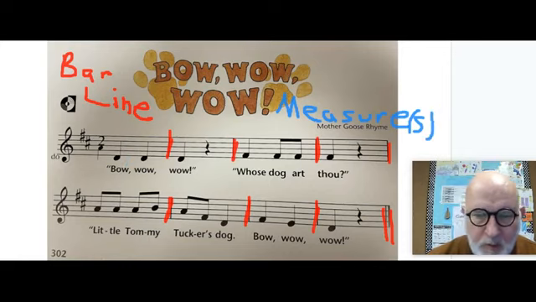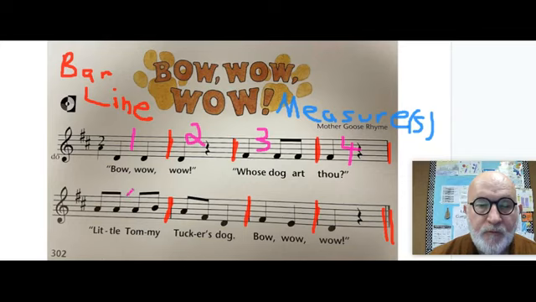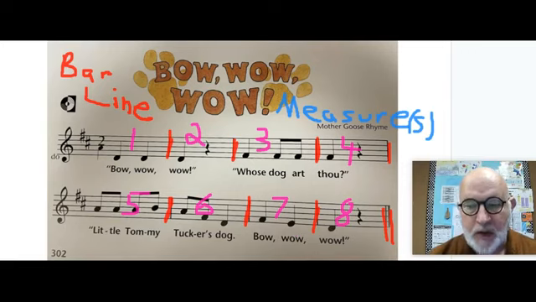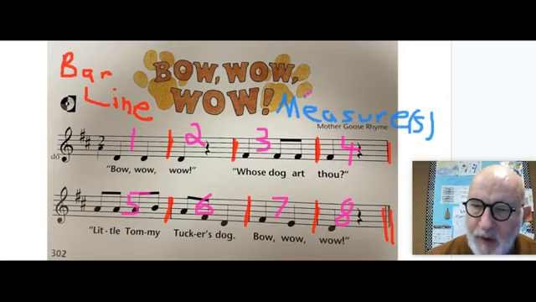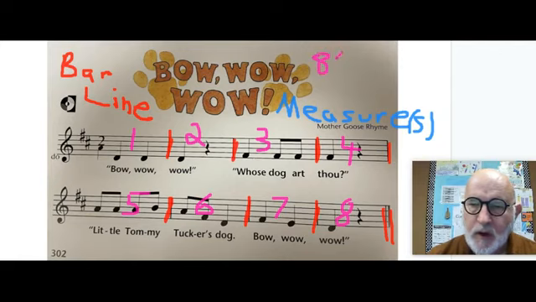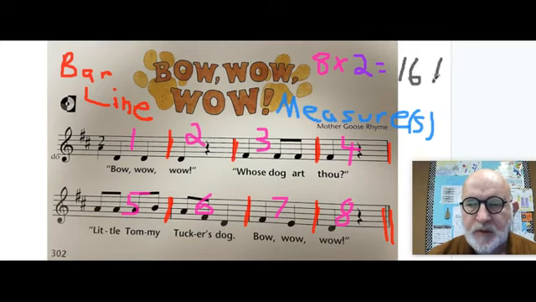Okay, let's count the measures. All right, so we have one, two, three, four, five, six, seven, eight. How many measures do we have? We have eight measures. How many beats in this song, Bow Wow Wow? Well, we have eight measures. And how many beats are in each measure? Two. So what's eight times two? I'm pretty sure eight times two is 16. We have 16 beats in this song.